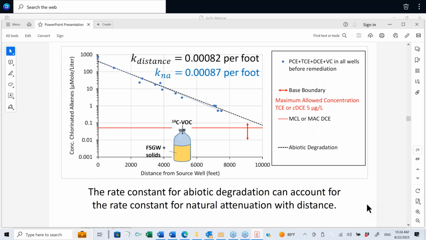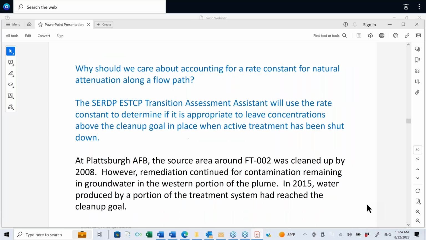So I offer this as one way of validating and putting some substance to, and trust in, and making better use of this data that can be extracted from the long-term monitoring data at the site. This K with distance really is degradation. It's not that the wells missed the plume or something weird. It's something that really is happening, a mechanism operating in the sediment to destroy the contaminant. As I said earlier, why would we want to know that rate constant with distance? Because we're going to use it in the transition assessment.